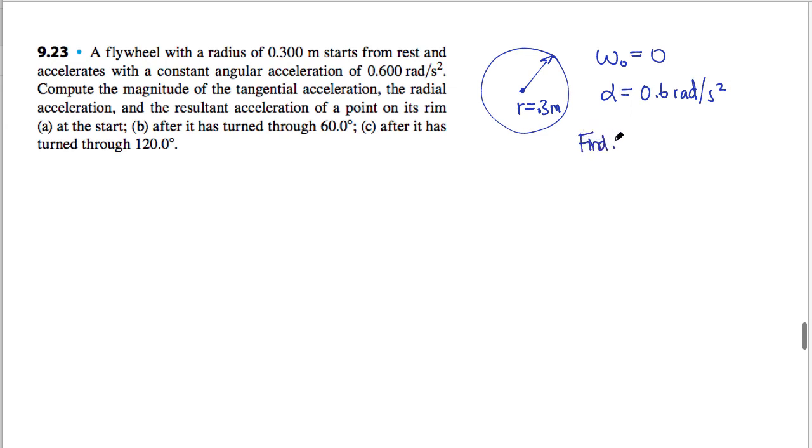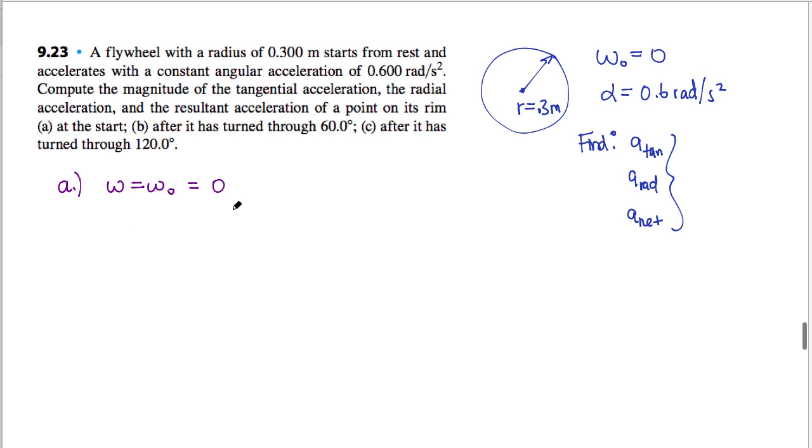I'm going to write this out because this is a lot. We have a tangential, we have a radial, and then we just have a, maybe we'll call that a net. So I need to find all three things. When do we find them? For part A, we're finding this at the start. So for A, we want to find things when omega is equal to omega naught, which is 0, and we know that time is equal to 0.